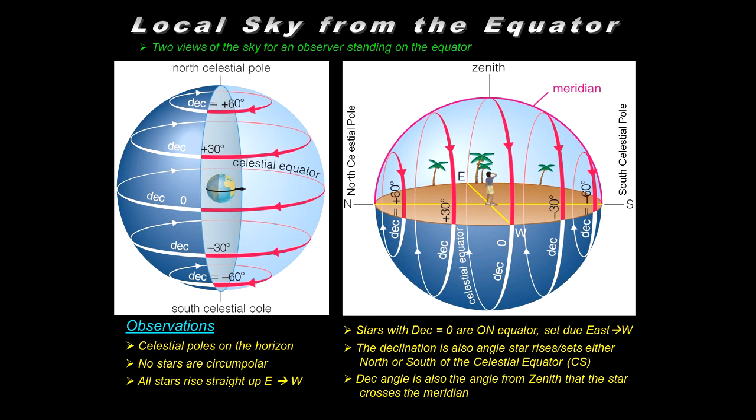The declination angle is also the angle from the zenith that the star crosses the meridian. Okay, so that's really saying the same thing. So 30 degrees from the zenith, it'll cross the meridian, this meridian line, 30 degrees north, 30 degrees south, 60 degrees north, etc.